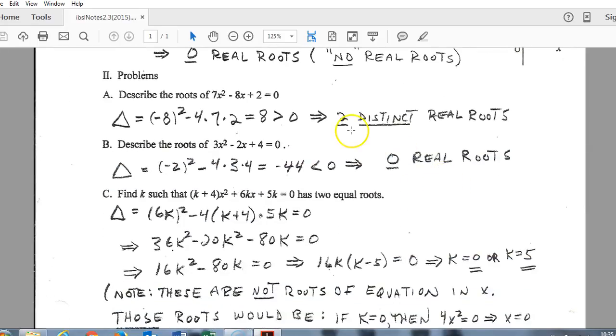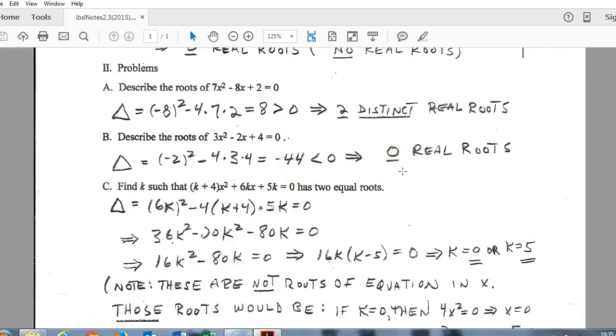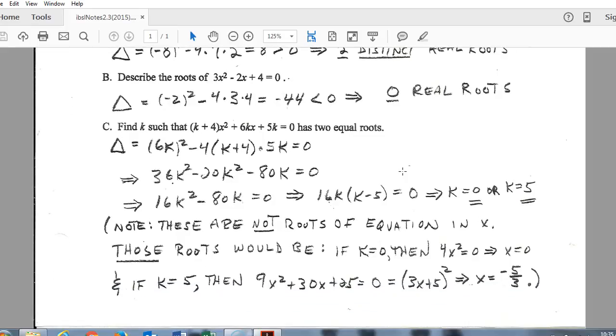So if asked to describe or to work with the roots or the discriminant, don't do the entire quadratic formula, just do the discriminant. So you're just doing the b squared minus 4ac to work with the problem. So in this case, because we got a discriminant that was greater than 0, we know this has two distinct real roots. In a case like this one where you get a negative, so if your discriminant's negative, then we have no real roots. And this last one's a biggie, so you want to pay close attention to part C.